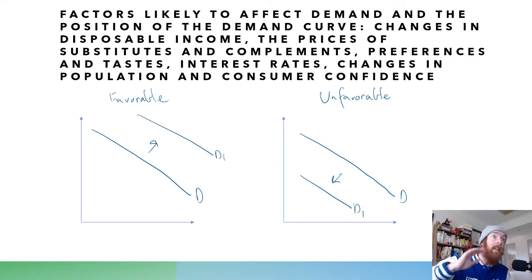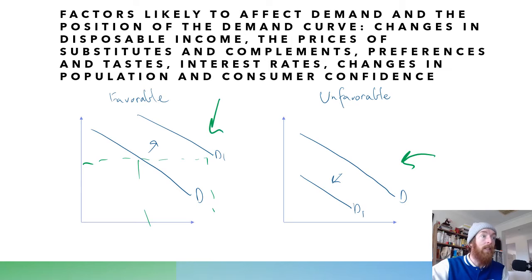Favorable shifts are anything that's going to lead people to want more at the same price. You can see if we dash across, the price hasn't changed, people want more of it. Things that do this are things like changing disposable income. If people have more income, they'll want more. If a substitute changes in price, so if a substitute item gets more expensive, people are going to want the original item more. If a complement gets cheaper, people are going to want to buy them together. If preferences and tastes change, if interest rates go down, if there are changes in population, or consumer confidence goes up. Unfavorable shifts are any of those things, but the bad version of it. So it moves to the left when it's unfavorable, and right when it's favorable.